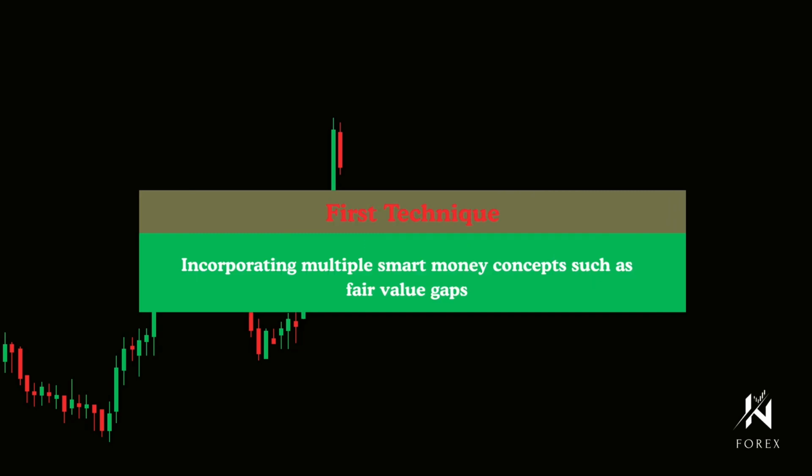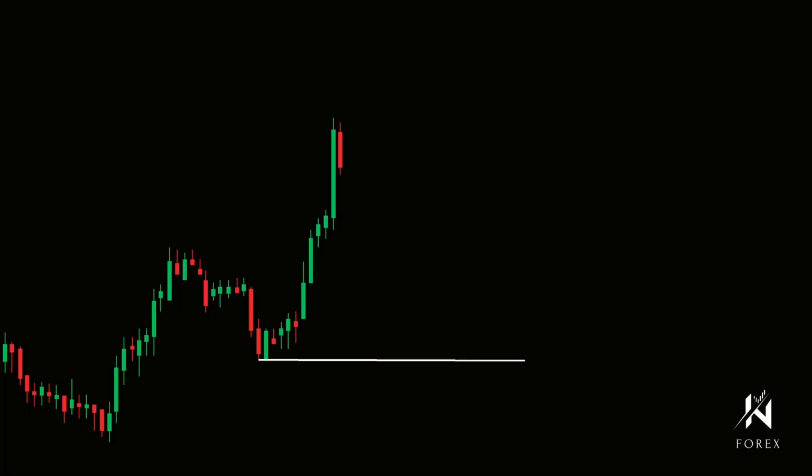Now, although this is the core structure of the strategy, we've enhanced it further by incorporating multiple smart money concepts such as fair value gaps. Now let's talk about market structure shifts and multi-timeframe entries and how they work together with the optimal trade entry model. Here we're looking at a clear bullish trend, and our goal is to catch a retracement so we can enter a buy trade at a more favorable price point.